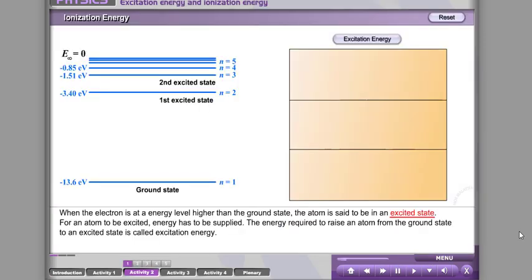When the electron is at an energy level higher than the ground state, the atom is said to be in an excited state. For an atom to be excited, energy has to be supplied. The energy required to raise an atom from the ground state to an excited state is called excitation energy.